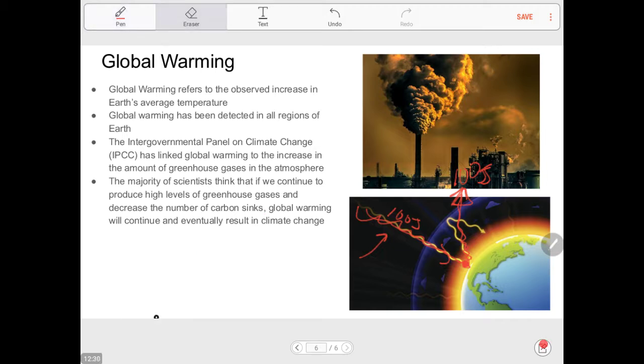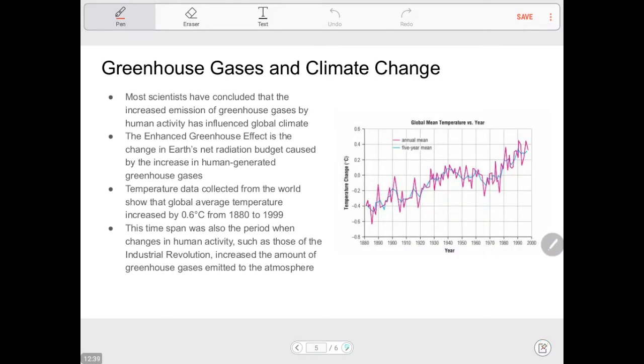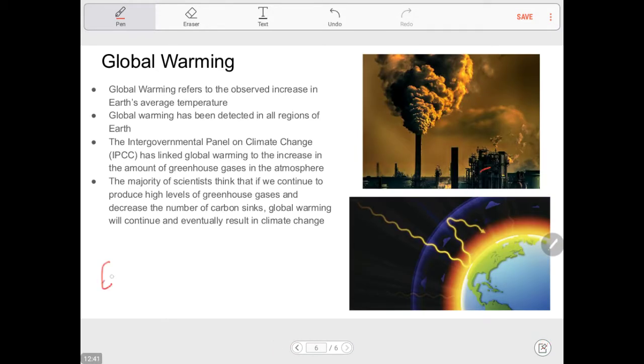Now, let's do the enhanced greenhouse effect. This is the one that we don't want. So what's happening here now? Well, energy is still coming in from the sun, so we'll keep it simple. We'll say that every day there are 100 joules coming in, okay?